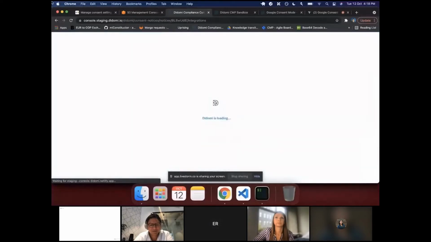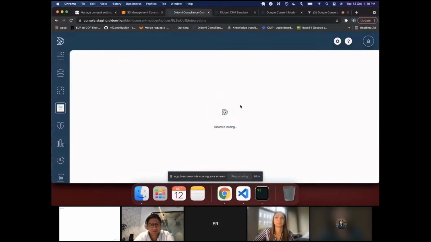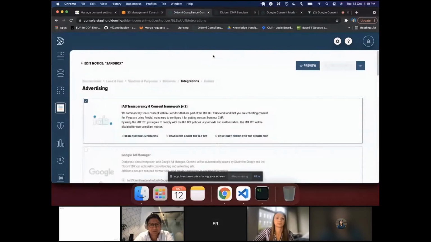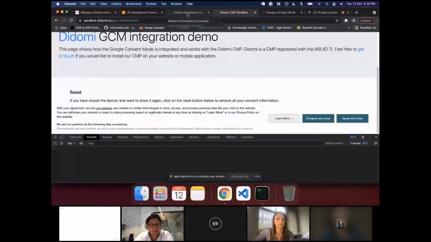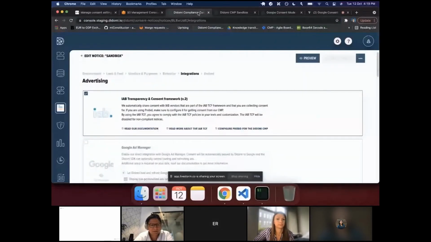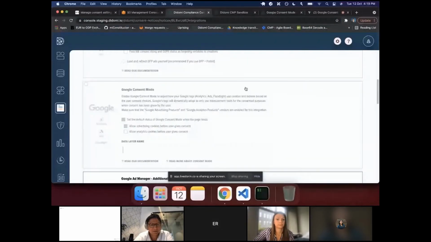This is the Didomi console. I'm just gonna refresh. I will be using this URL, which is on one of our testing sandboxes, and this is going to emulate our client or user website. Our objective is to enable Google Consent Mode here. So we have this, which is very straightforward. Really, in order to enable Google Consent Mode, we only need to click here to enable it. If we want to disable it, it will be like this.